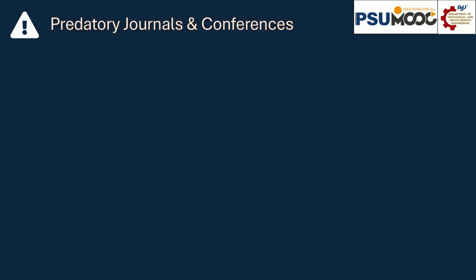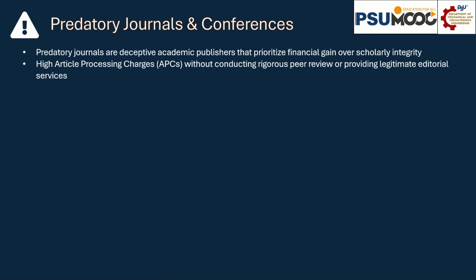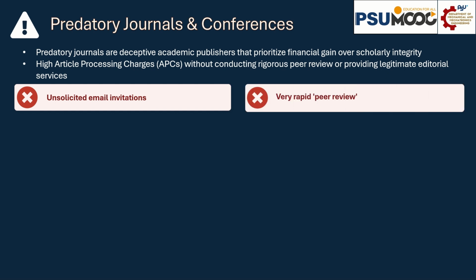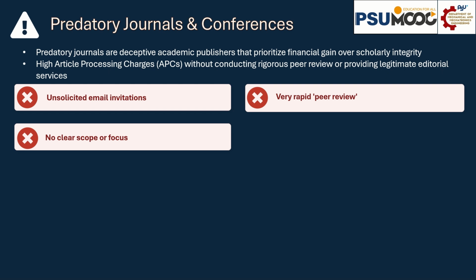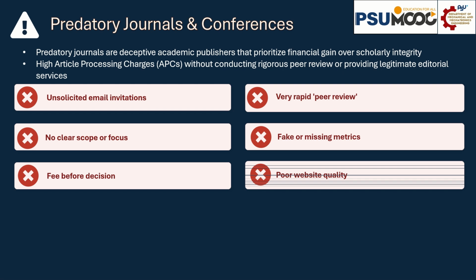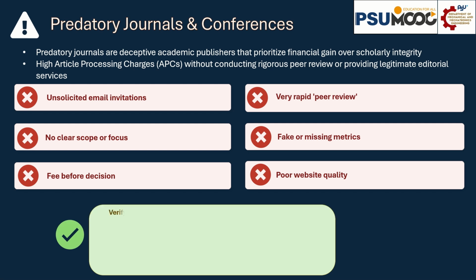Not all journals and conferences are legitimate. Predatory publishers focus on collecting publication fees while providing little or no meaningful peer review. Common warning signs of such publications include unsolicited email invitations, unrealistically fast acceptance decisions, fake impact factors, excessive publication fees, and poorly maintained websites.